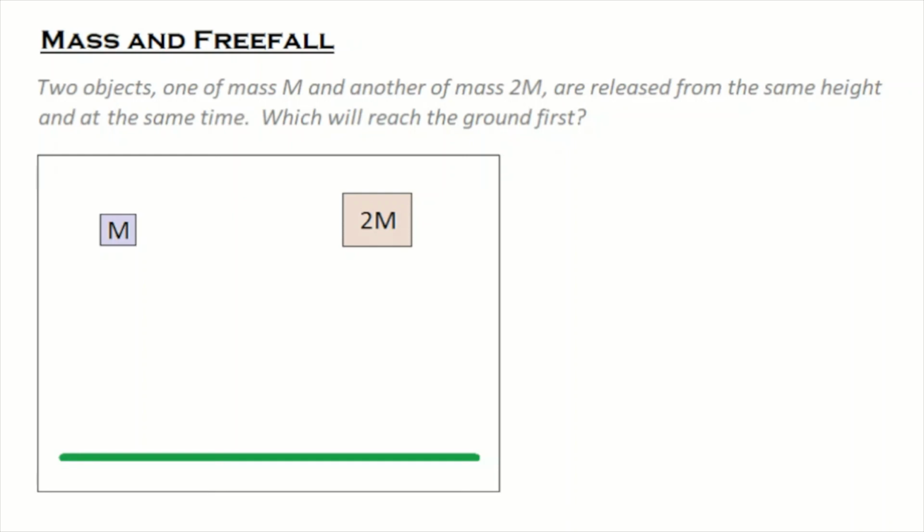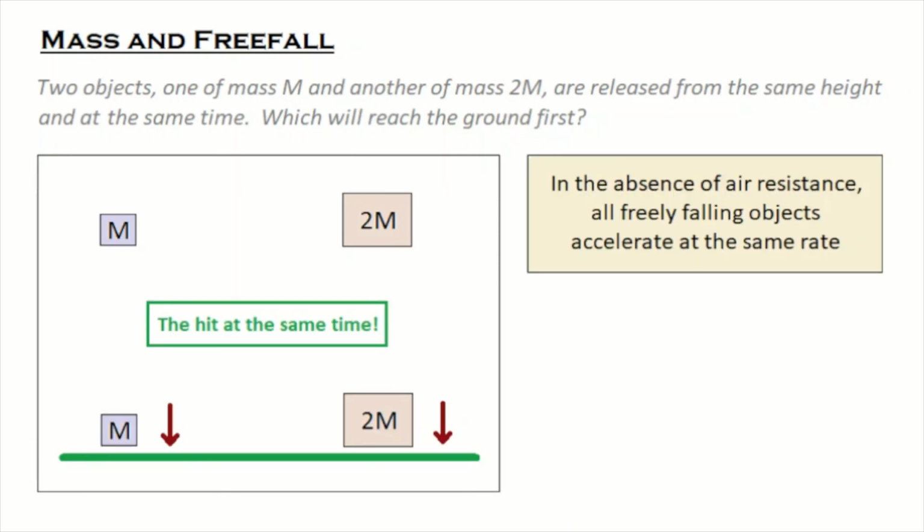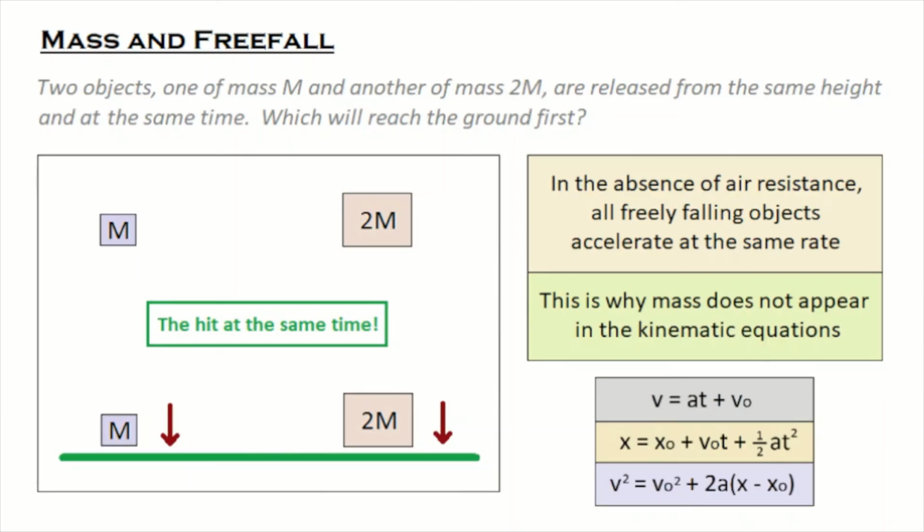Well, many students feel that the heavier object will reach first, but in reality, you'd find that they would hit at the same time. Remember that in the absence of air resistance, which we're not considering, all objects will fall freely at the same rate, which is negative 9.8 meters per second squared. We can also look back at our kinematic equations and observe that the variable m, mass, does not appear. Another reason why mass is not a factor for objects that fall freely.